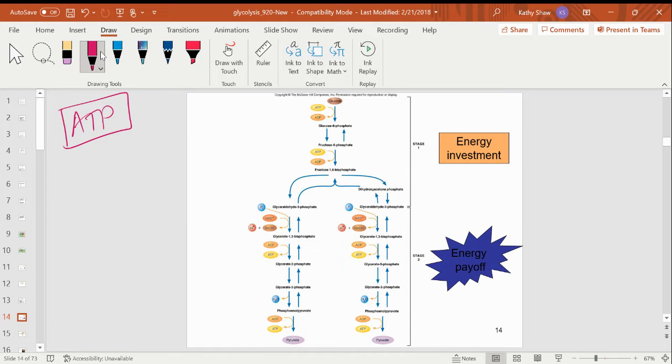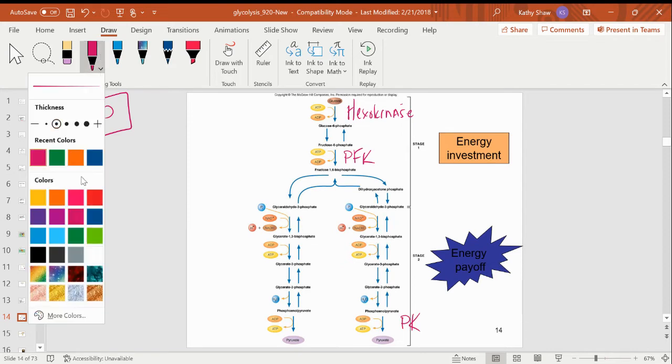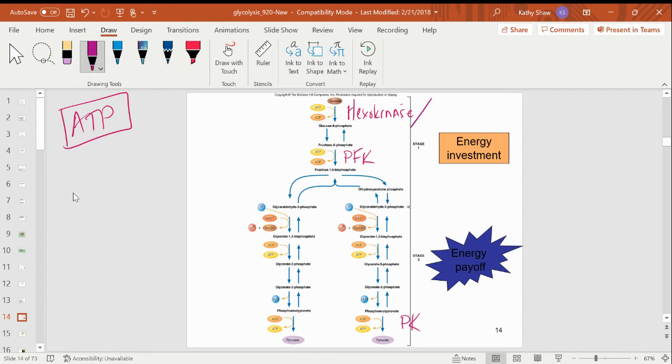Absolutely. Then every process has regulatory steps, which of course are regulated by regulatory enzymes. Gotta know those. And I'm abbreviating because we've done them so many times in the notes. You have to know those, and you have to know what regulates them. Hexokinase is regulated by glucose 6-phosphate.